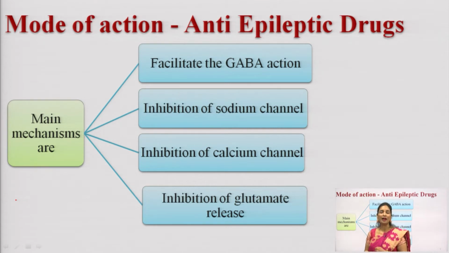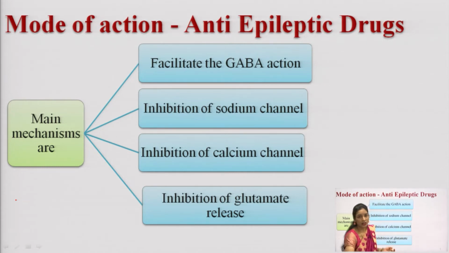Some of the drugs act on GABA and promote the GABA action. Some of the drugs block the sodium channel. Some of the drugs block the calcium channel, and some of the drugs decrease the release of the glutamate neurotransmitter, because glutamate is a major neurotransmitter involved in epilepsy.